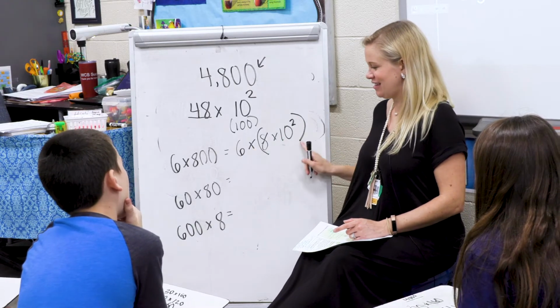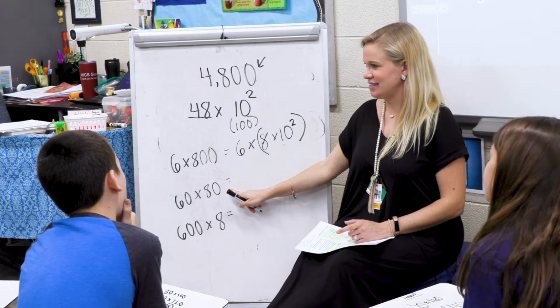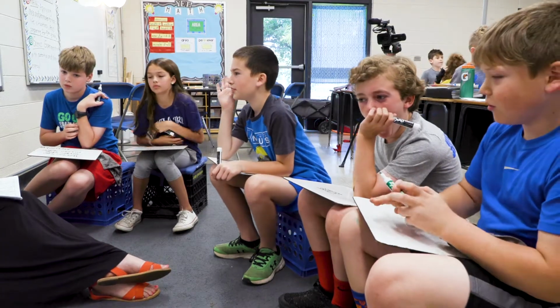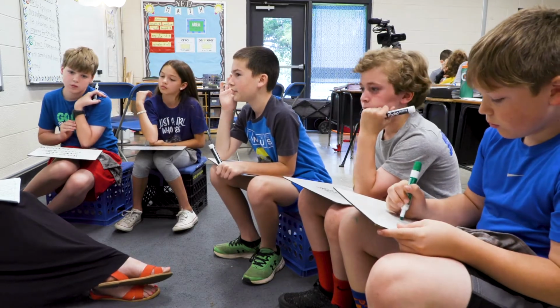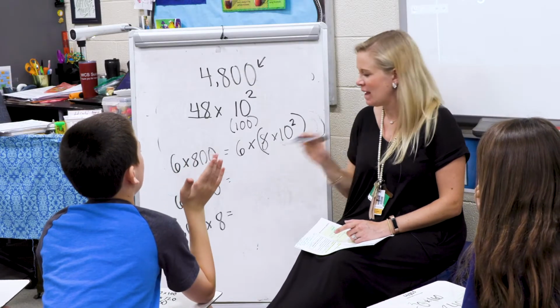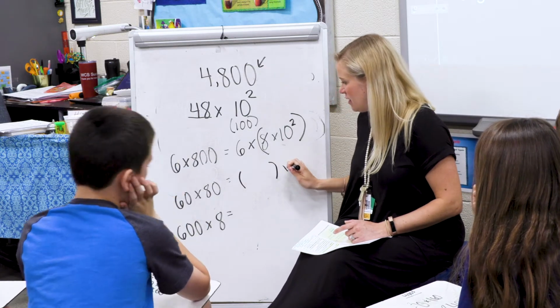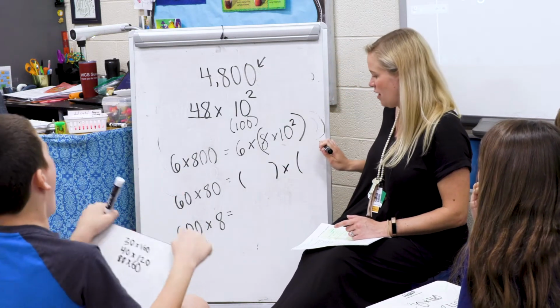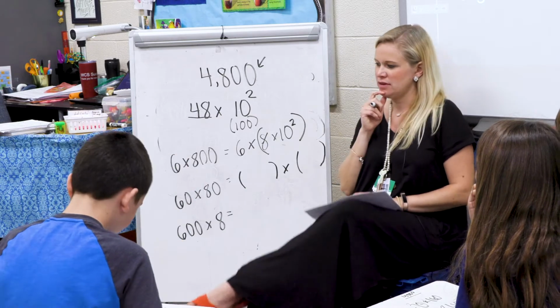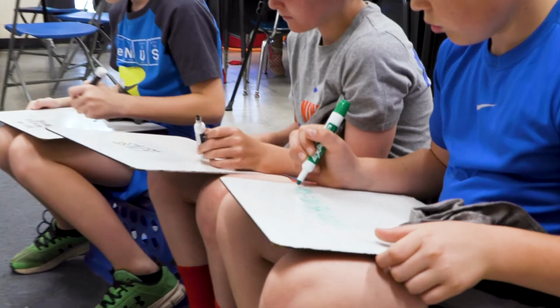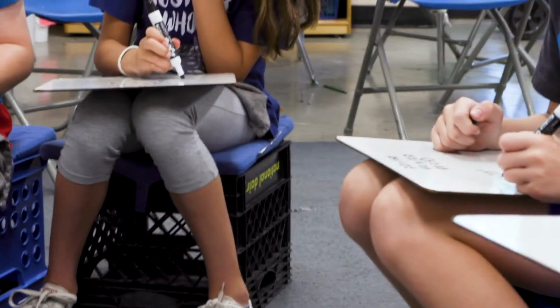Using that, how could I rewrite 60 times 80? This is kind of tricky. How could I rewrite 60 times 80 to incorporate those zeros into there? I'm going to be thinking about what has the value of 60 times what has the value of 80. How could I rewrite that using exponents? Try it on your whiteboard. Just like Dean did on his for that last problem, try writing that on your whiteboard.